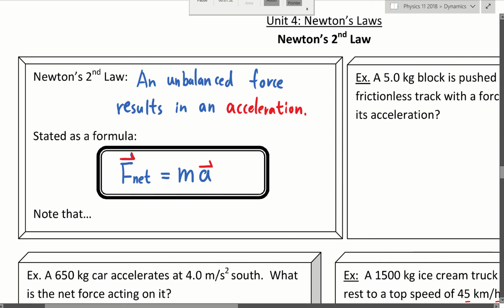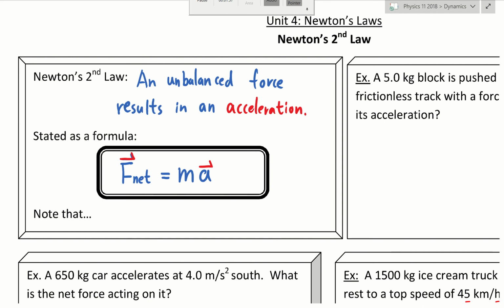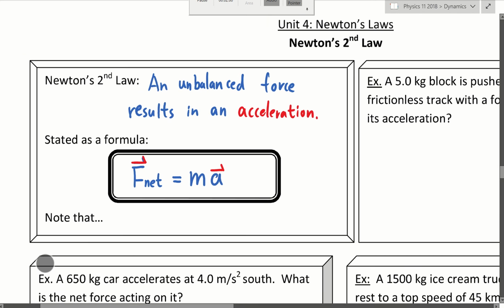Now remember, force, mass and acceleration are different. Force is a vector, it has direction. Acceleration is a vector, it also has direction, but mass is not a vector. So the direction of the net force must follow the only other quantity that has direction in the equation, which is the acceleration. So the force and the acceleration have the same direction. Let's say your net force is going north, then the object will accelerate north.